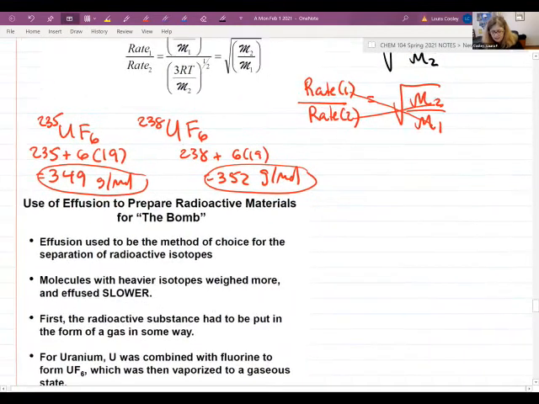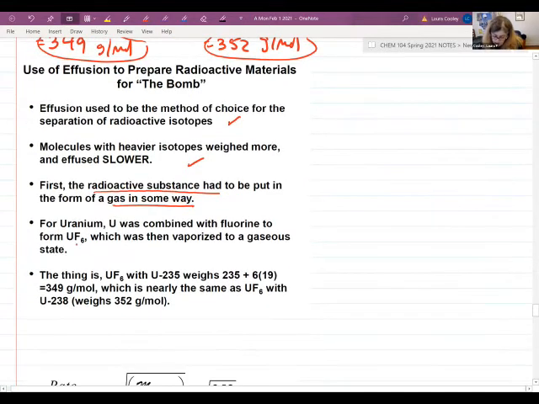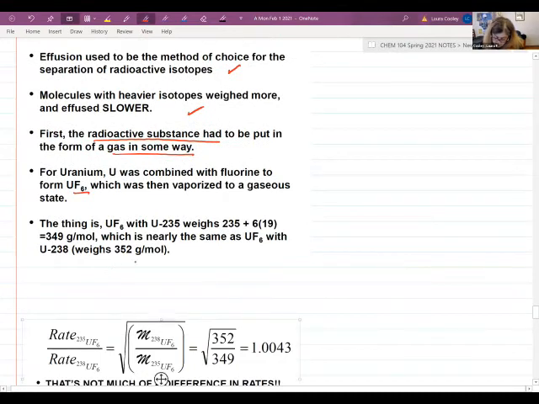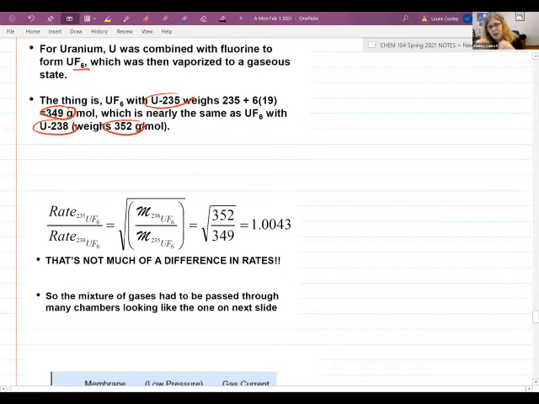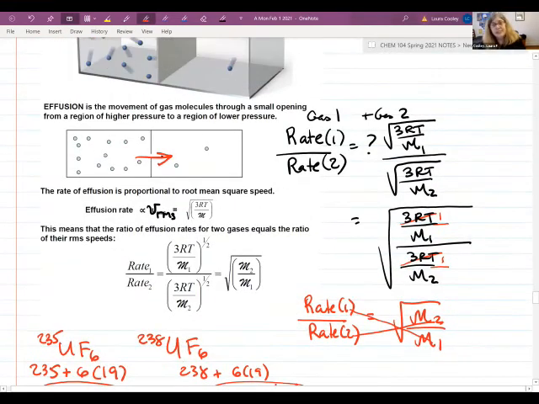So what scientists did back in the 40s, I've said these things already. You put the radioactive substance in the gas phase, and it was converted to UF6, and then we have these two different molar masses: 352 for U238 and 349 for U235. So when we want to look at the ratio of the rates, how much faster is one going to get through that opening than the other? Are we going to end up with totally enriched UF6 after going through one chamber, if you just go through this thing once?